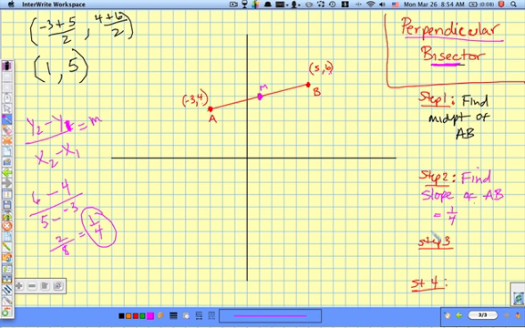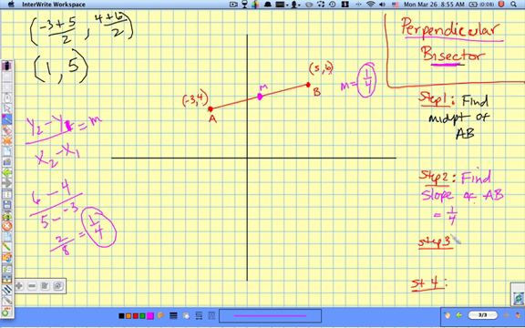What do you know about perpendicular lines? Their slopes are opposite and reciprocal. So if this slope right here, that's what we just found, AB, the M is equal to 1/4, then the slope of this line is the opposite, which means negative, and the reciprocal of this is 4.